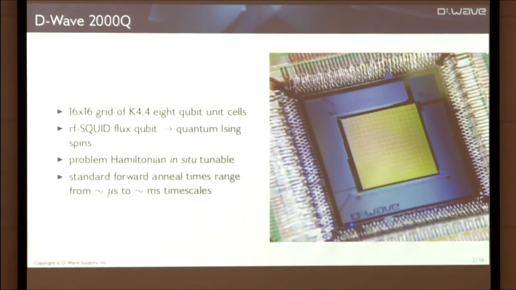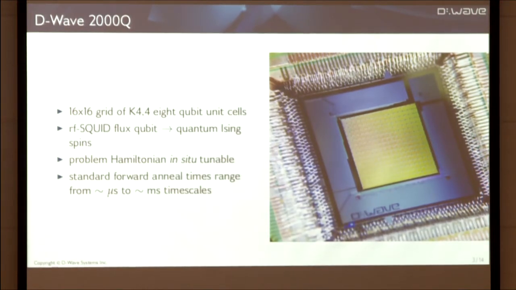It's a 16 by 16 grid of 8 qubit unit cells. So each one of the 8 qubit unit cells is a K44 grid, a bipartite graph with 4 horizontal and 4 vertical qubits with 16 couplers that you can in situ tune. The basic building block is an RF SQUID flux qubit. The on-chip control and the external biases allow us to treat this like a spin 1/2 particle or a tunable quantum Ising spin. We can in situ program spin glass Hamiltonian instances, so we can actually tunably turn on and off couplers and local fields on each one of the qubits in the processor.